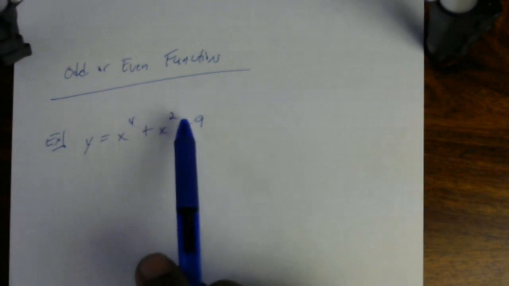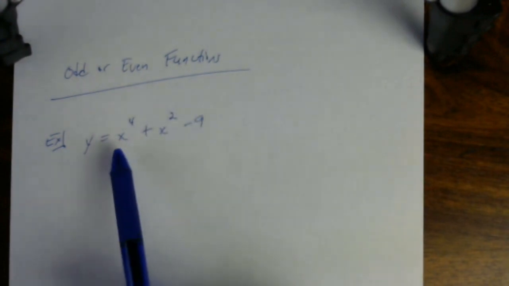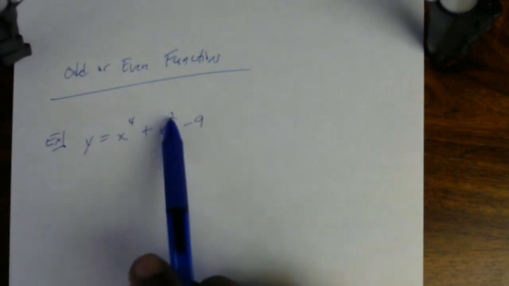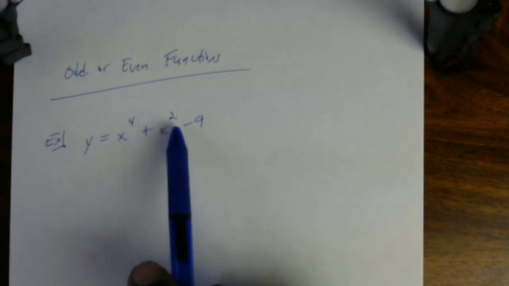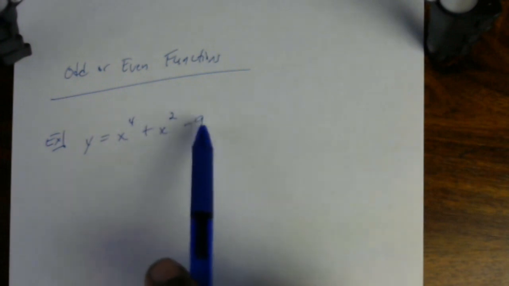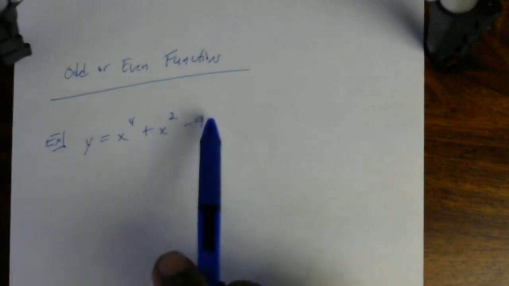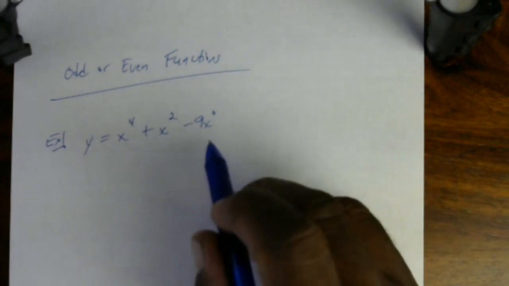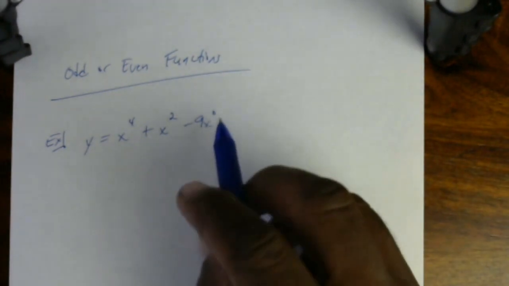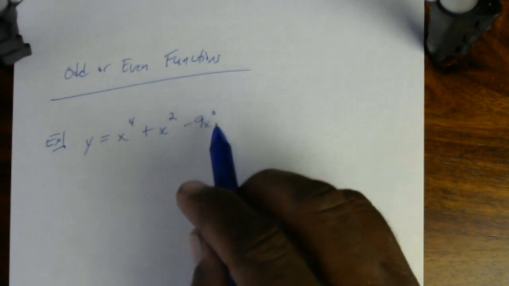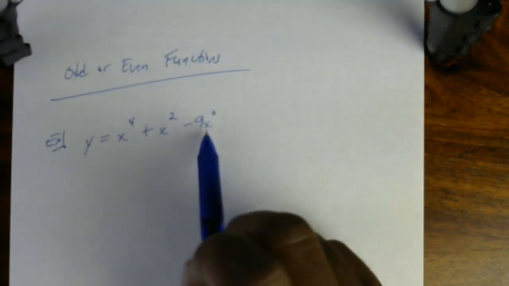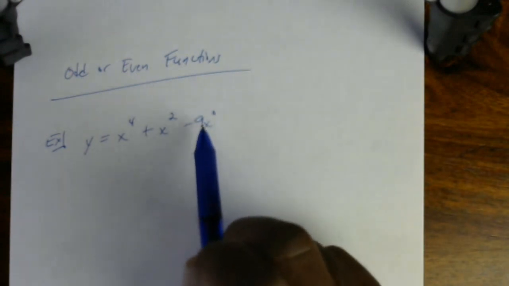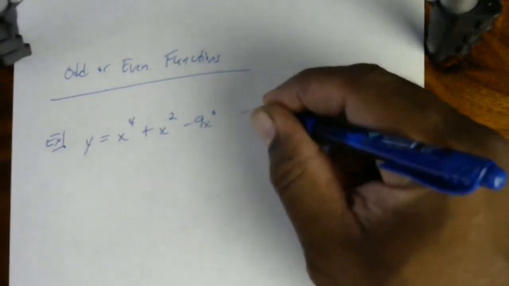So the first thing I'll do is look at all of my powers on my variable. I have an x variable here that's to the fourth power, so that's even. I have an x variable to the second power, that's even. And I also have a 9. Now the 9 doesn't have a variable and a power, but we could attach one. The 0 exponent rule says x to the 0 power is 1. So I'm not changing the value, but I could add in a variable and a power. Just keep in mind that all constants are even. So this would be an even function.